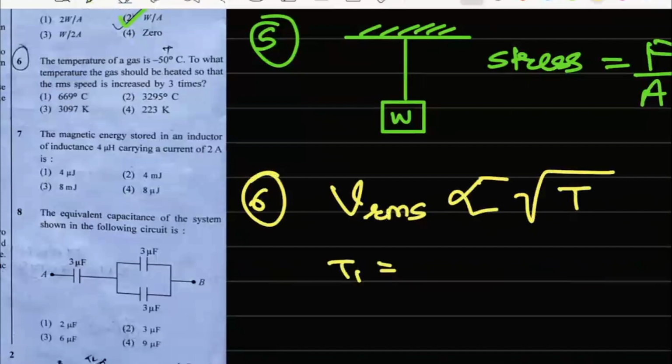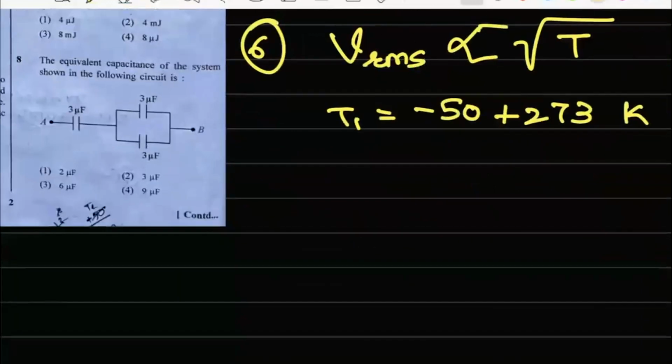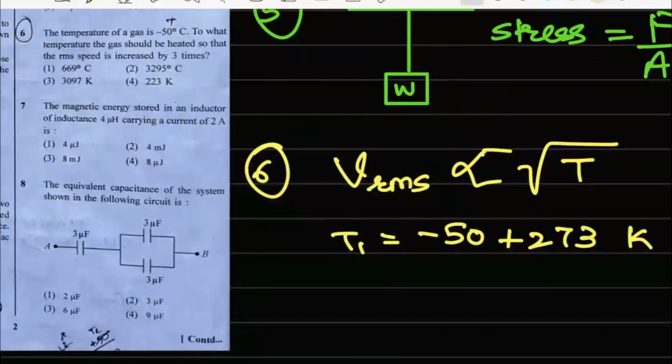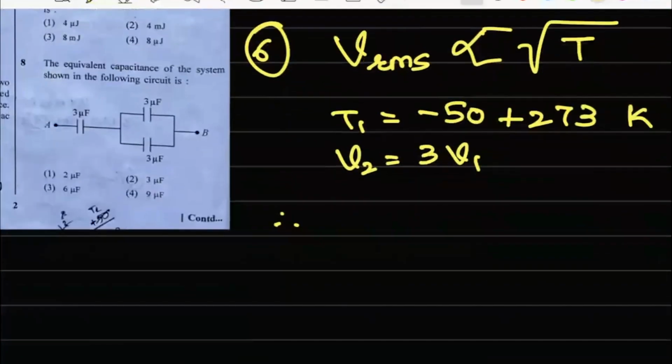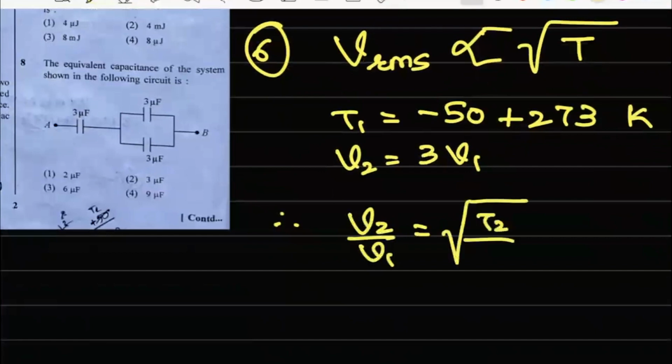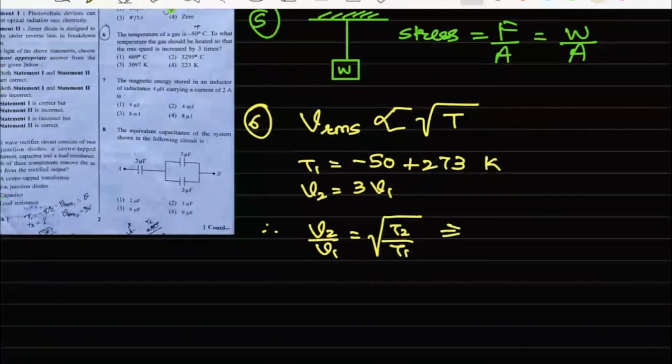For T1, I should say, minus 50 plus 273, because everything should be in Kelvins. So now V2, the RMS speed, is 3 times, so V2 is 3 times V1. So we are going to get V2 by V1 is root of T2 by T1, or we can just square and say T2 by T1 is (V2 by V1) square, or 3 square, which is 9. So therefore T2 is 9 times this value. So 273 minus 50 would be 223.